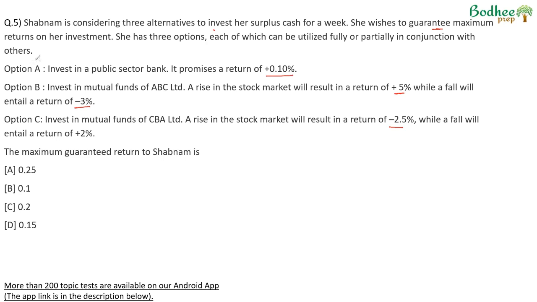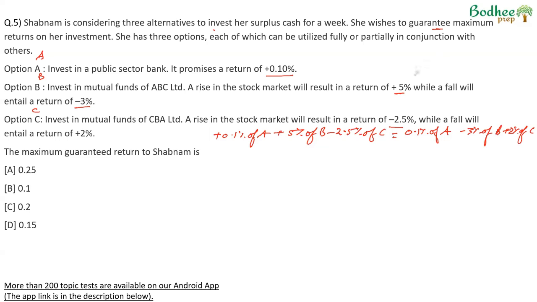Suppose the amount of money invested into the three options is a, b, c respectively. Now, there are two cases. Either the stock market will rise or fall. When it rises, the return will be plus 0.1% on A, plus 5% on B, and minus 2.5% of C. This is when the stock market rises. When the stock market falls, the return will be 0.1% of A, minus 3% of B, plus 2% of C.